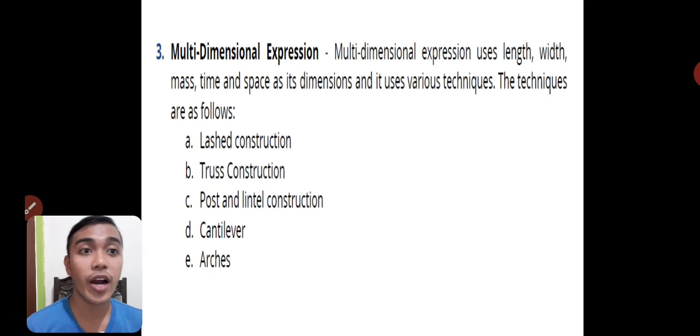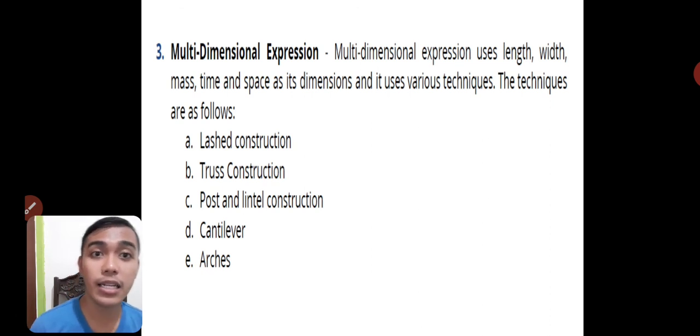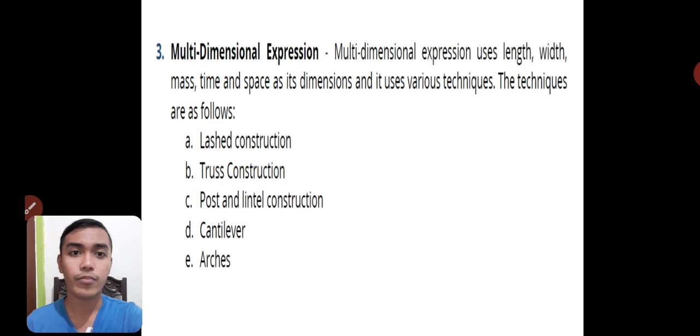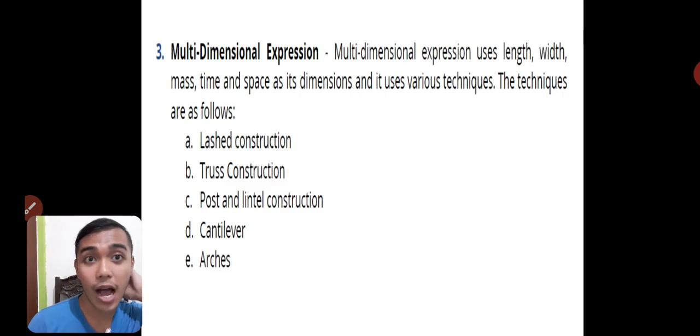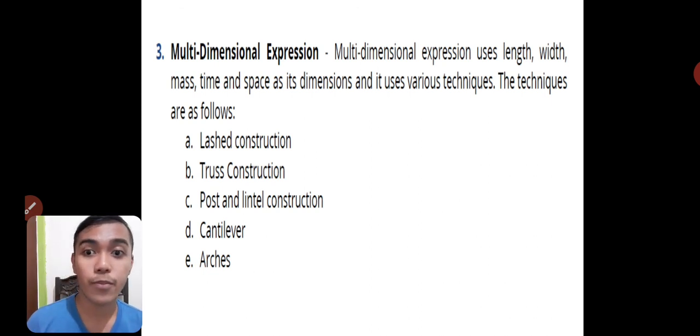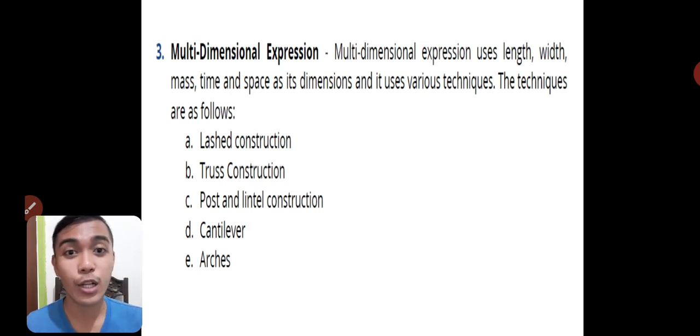Multidimensional expression. When we say multidimensional expression, it uses length, width, mass, time, and space as dimensions, and it uses various techniques. The techniques are lash construction, truss construction, post and lintel construction, cantilever, and arches. That is multidimensional, it is complete, using everything. For example, architectural designs are an example of multidimensional expression. Buildings are like that.